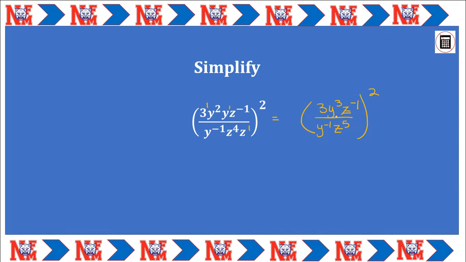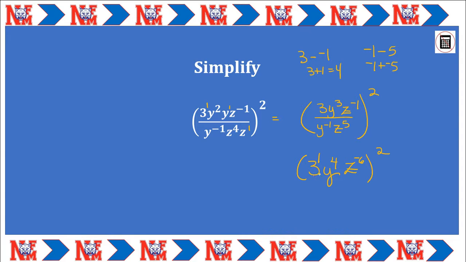And now we can simplify even further before we multiply by our exponent of 2. We have y to the 3rd over y to the negative 1st. And so we're going to be using the quotient rule. So I'm just going to have 3, and then I have a y, and it's 3 minus negative 1, and that gives us 4. So our exponent is 4, and then we have a z factor, and it's negative 1 minus 5, and that gives us negative 6, all raised to the second power.